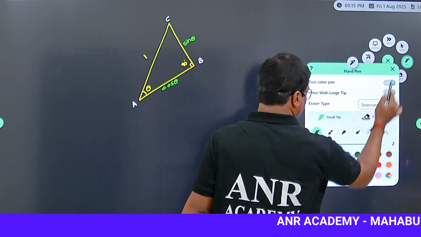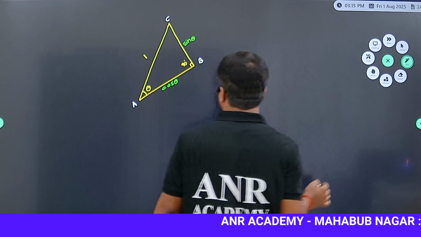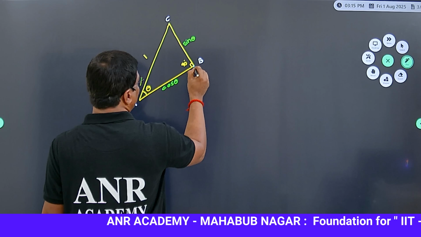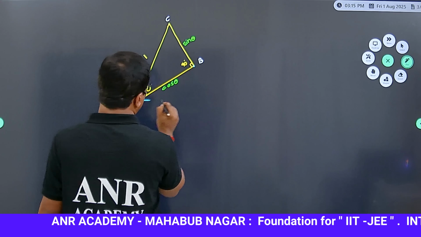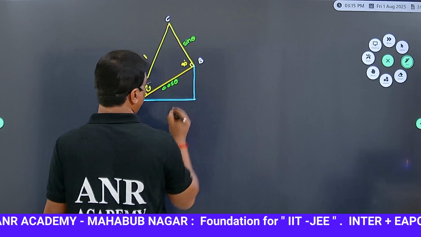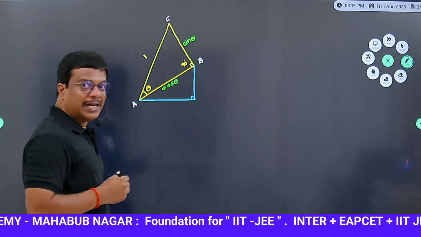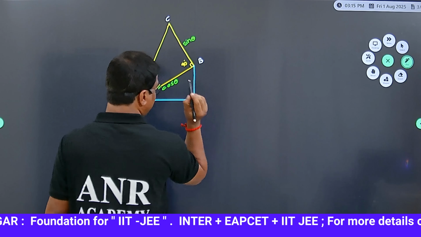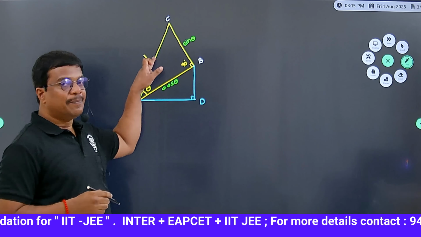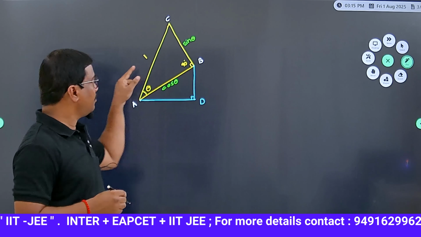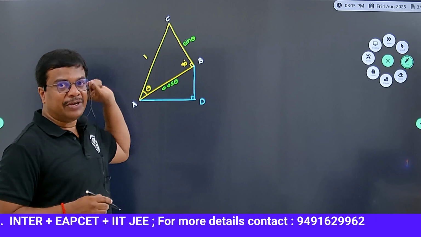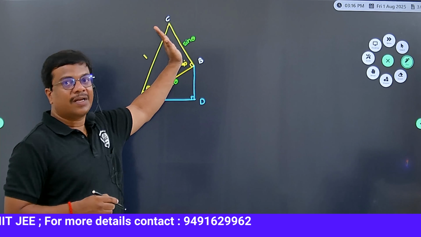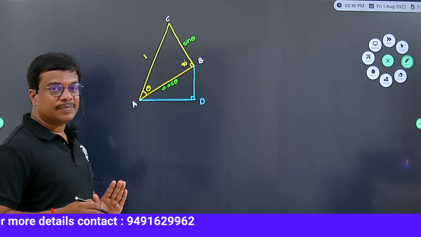Next, what I am doing, observe. Suppose you drop a perpendicular from the point B to this line, there exists another right angle triangle here. Assume that this is vertex D. Here in the previous right angle triangle, the length of the hypotenuse is 1 unit, so base is 1 into cos theta, height is 1 into sin theta.